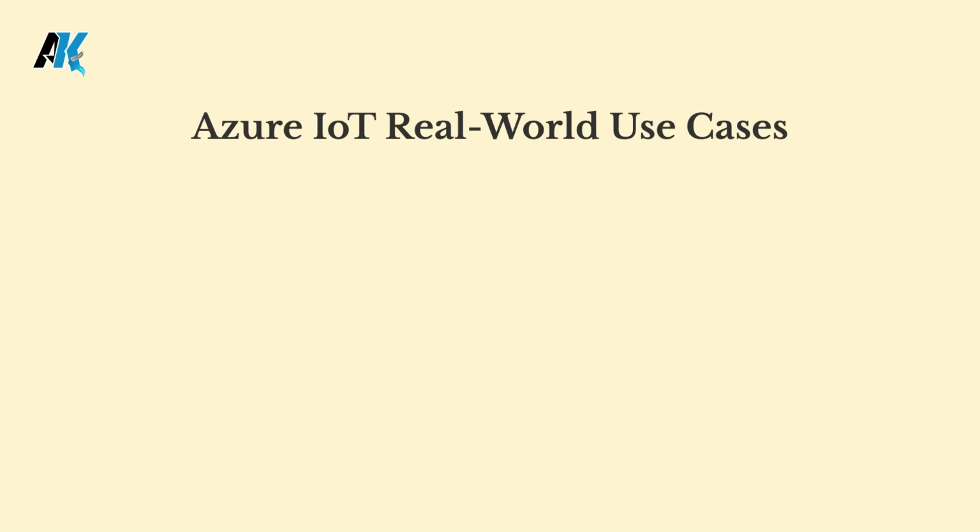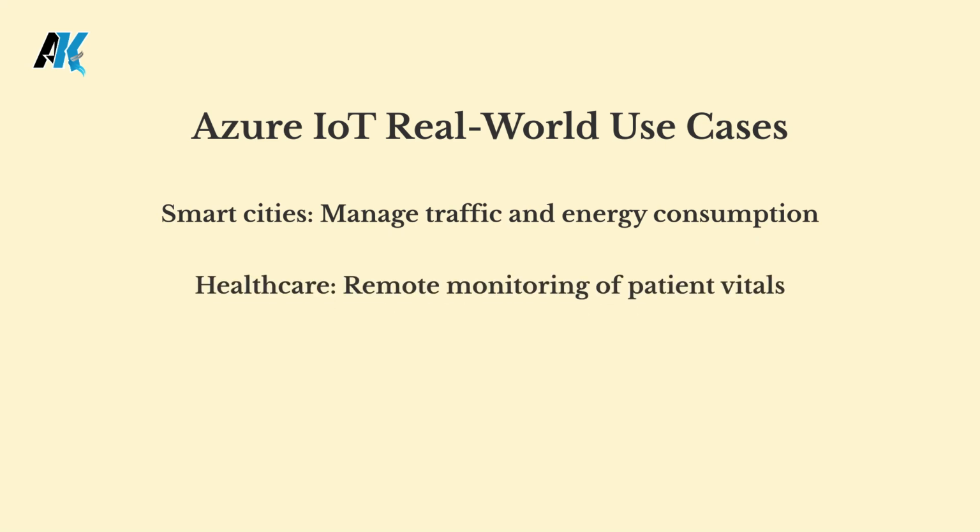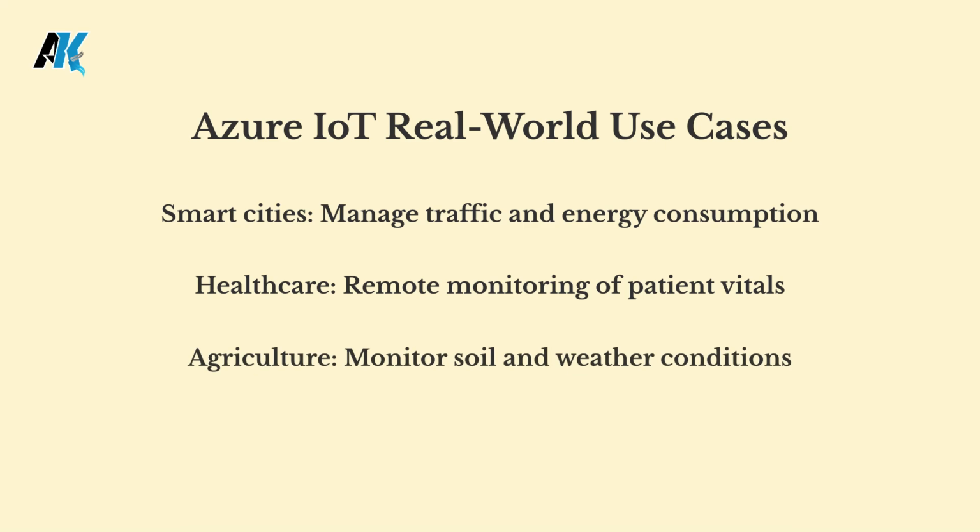Azure IoT is being used in a variety of industries. In smart cities, IoT sensors monitor traffic flow and optimize energy consumption. In healthcare, IoT devices enable remote monitoring of patients' vitals, allowing for more proactive care. In agriculture, IoT sensors monitor soil quality and weather conditions, helping farmers optimize their operations and increase crop yields.